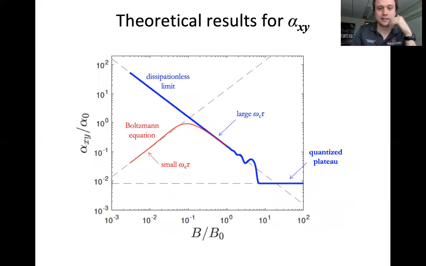Okay, just to show you a theory calculation, this blue curve is what you get if you set tau to infinity. Basically, you say there's no scattering, no dissipation of any kind. And you'll see that alpha xy comes down, there's some wiggles, and finally it settles at this universal plateau. If you include the effect of finite disorder scattering, you'll basically find that this alpha xy first turns on as a function of B. When you have small omega c tau, this Hall response very slowly turns on. And then when you reach omega c tau greater than 1, it follows the same dissipationless calculation and eventually settles at the same quantized plateau.